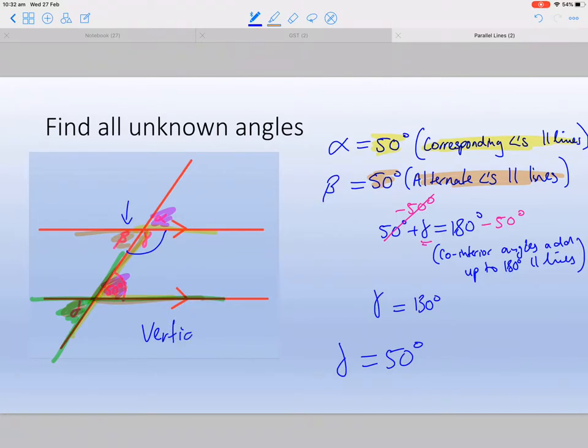Vertically opposite angles are equal, okay? So that's the explanation. So that's what I'm going to write here. Vertically, and I'm just going to go op, angles, and that's my explanation. So always show your reasoning.